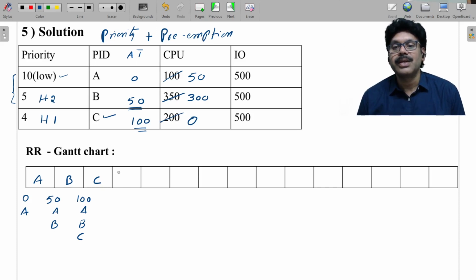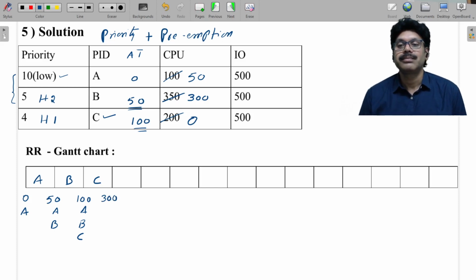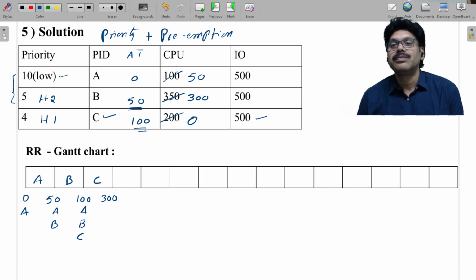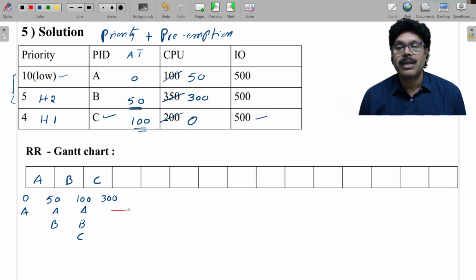From process C, how many units? 200 units, which is nothing but 300. It got completed. Okay, now it went into IO. Exactly, P1 IO started. How many? 500. 300 plus 500, somewhere it is rising at 800. Again, it is rising at 800.